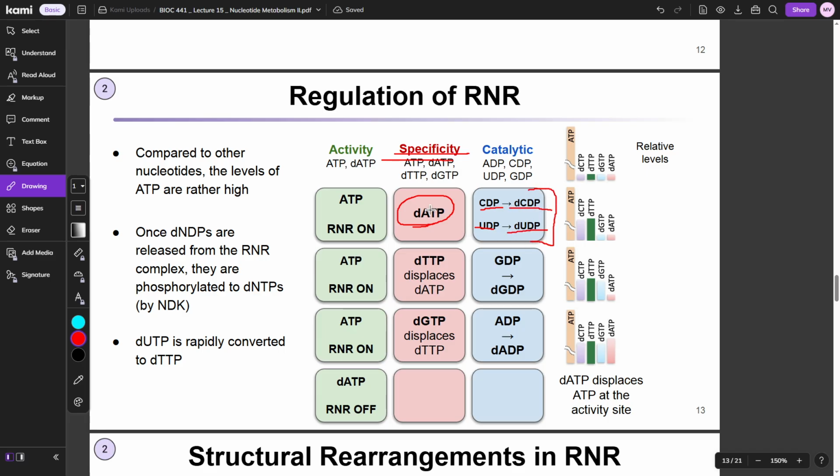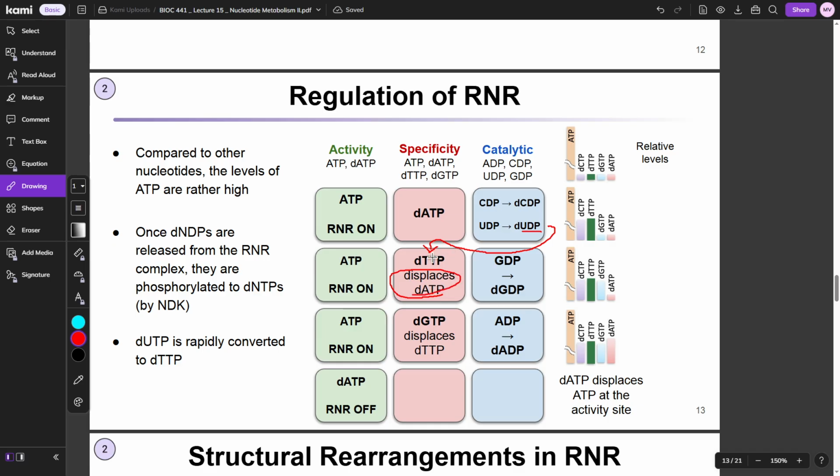Although we talked about this before in a previous video, I believe, that to go from CDP to UDP, you actually have to convert UDP to CDP. UDP doesn't really exist for that long. Or dUDP doesn't exist for that long, I should say specifically. And so you can see then that after we make this dUDP, this actually displaces the dATP in the specificity site, and this dUDP is turned into dTTP, right, through thymidylate synthase. So that's where that's coming from. So we make dTTP, and it displaces dATP.